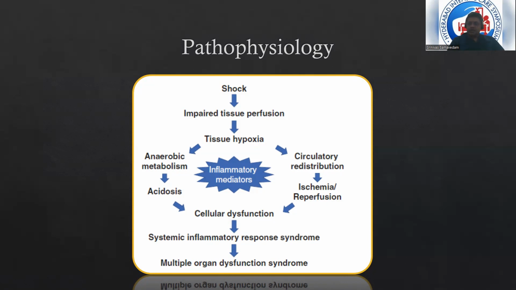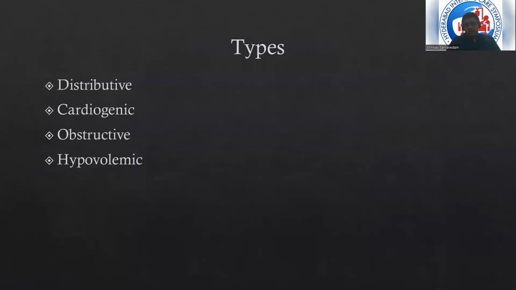The ischemia and the acidosis will cause cellular dysfunction, which results in triggering a systemic inflammatory response, which perpetuates a multiple organ dysfunction syndrome. This, in a nutshell, is the pathophysiology of shock. So we have learned in textbooks from MBBS days and post-graduation days that there are 4 classical types of shock: distributive shock, cardiogenic shock, obstructive shock, and hypovolemic shock.